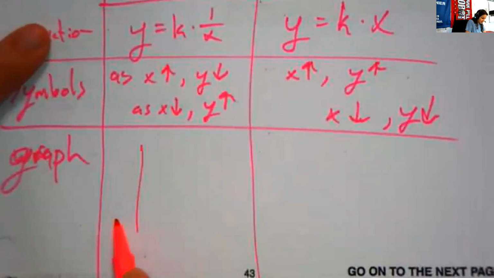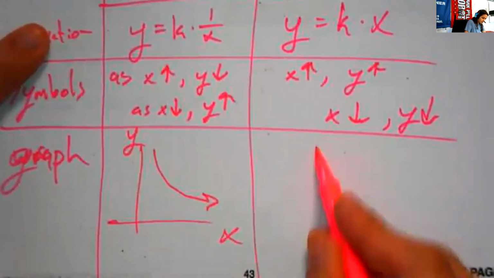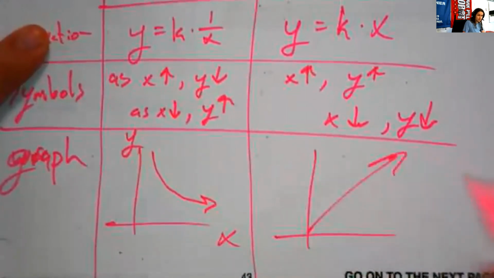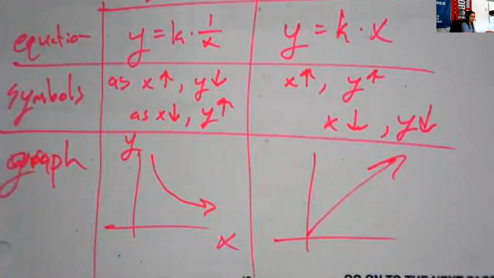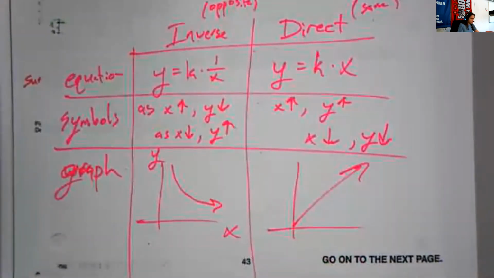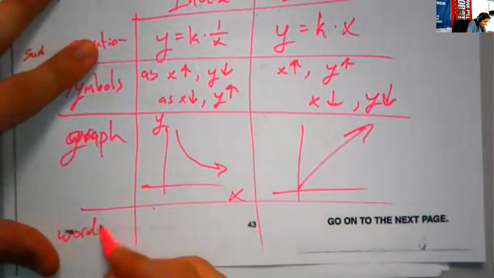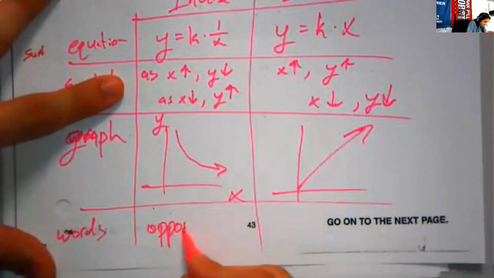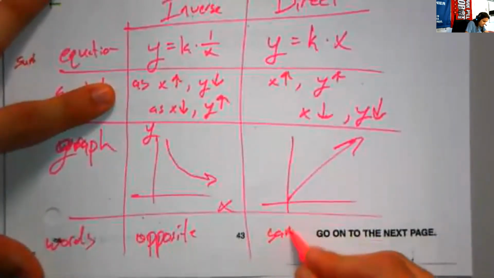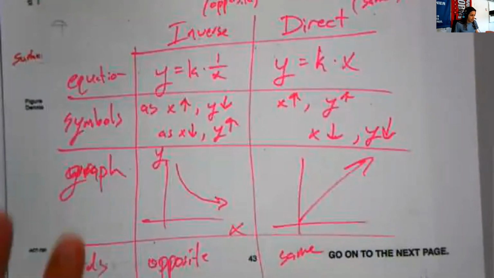Graphs, what do those look like? X and y, that would be something like this. Graph for direct, something like that. So take a moment to ensure that you have that. In words, I guess I could put words down at the bottom. Inverse, they go opposite. Direct, they go same. Make sure you have that. We don't take a lot of notes in here, but that is one of those concepts you need to know. So let's answer it.